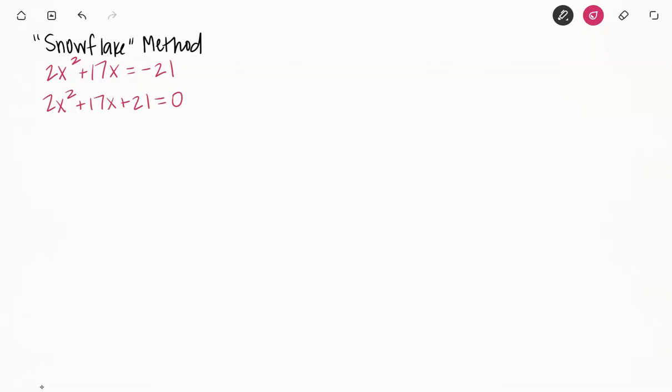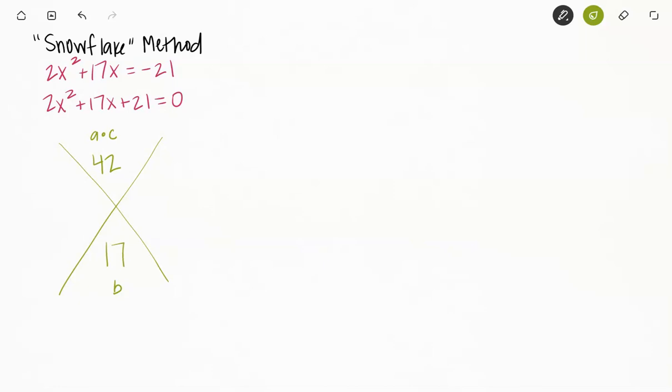So this snowflake method uses your x value and your big X. I made it larger because it's going to take up more of the room as I use this as my explanation. So you have a times c at the top, b at the bottom. So a times c is 2 times 21, so that's 42. And our b value is 17.